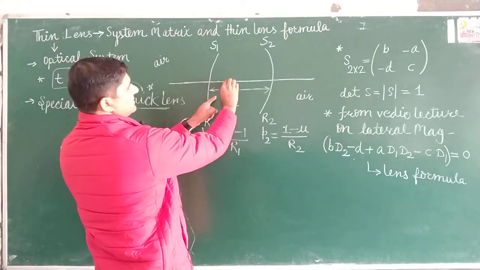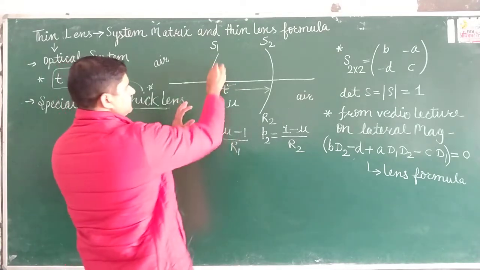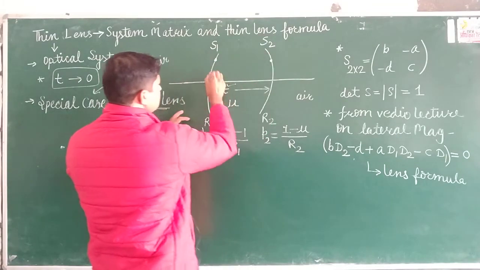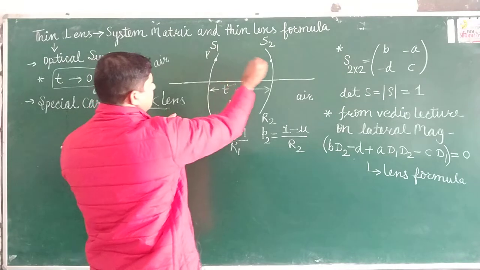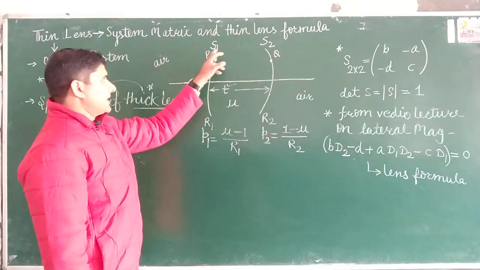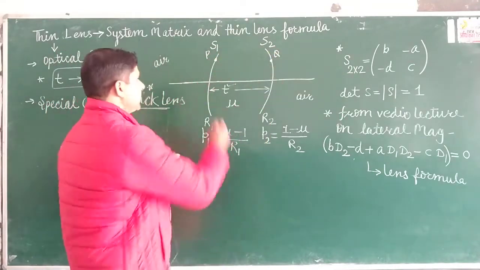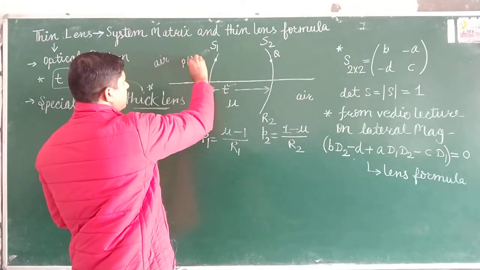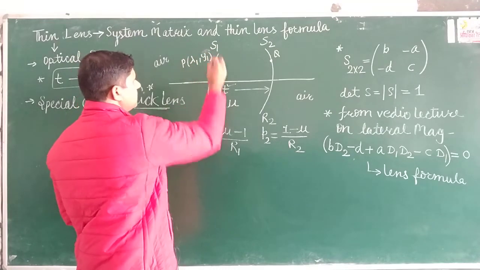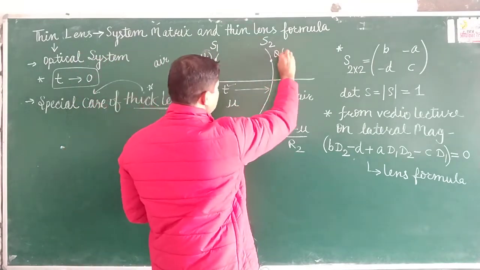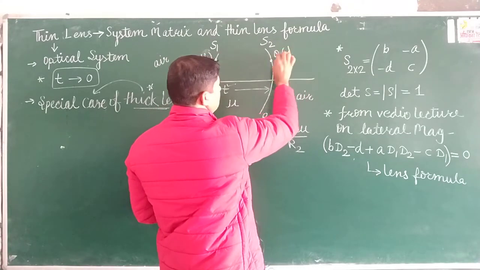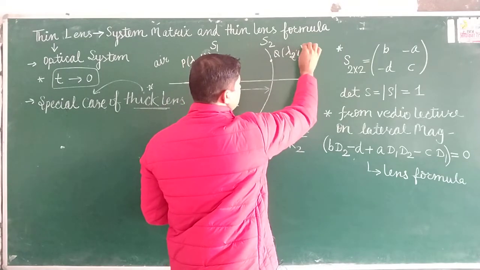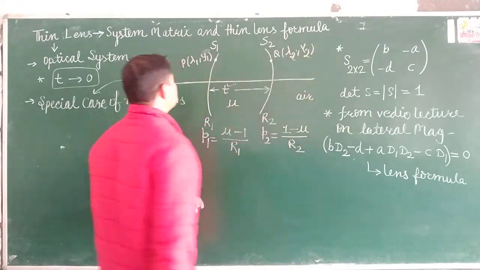Now we will form the system matrix for this thick lens whose thickness is t. You see the optical system here is a thick lens, and suppose we have 2 points P and Q at the first surface and second surface. The optical coordinates of point P are lambda 1 and y1, and the optical coordinates of point Q on the second refracting surface are lambda 2 and y2.